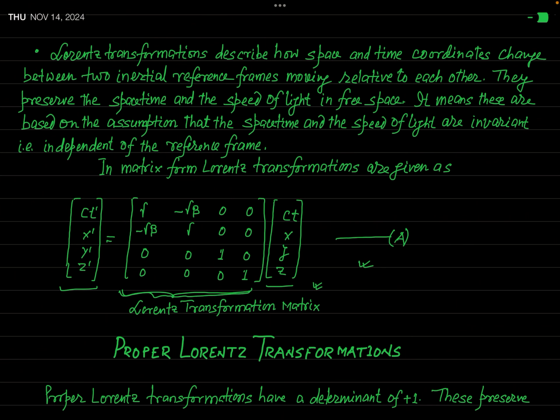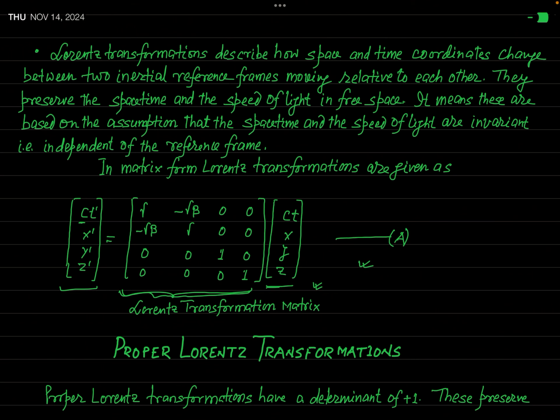When this matrix is operated on the column matrix (ct, x, y, z), then we obtain the column matrix (ct', x', y', z'). You can see c is invariant; it is the same in frame S and in frame S dashed.